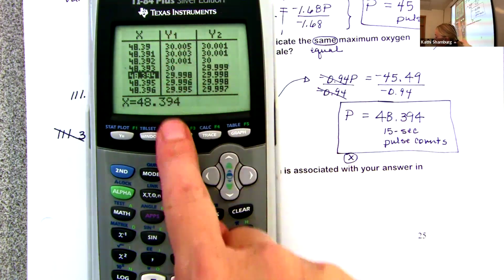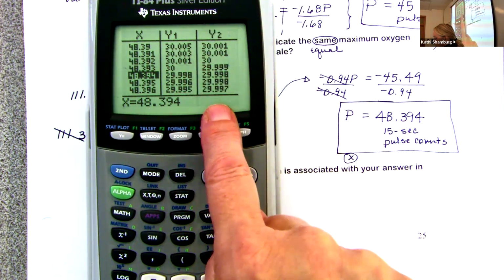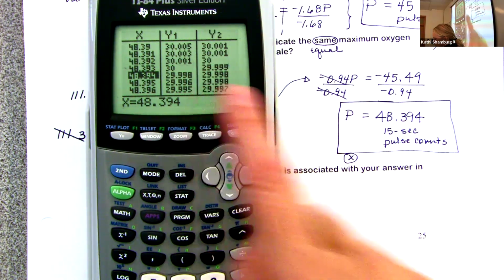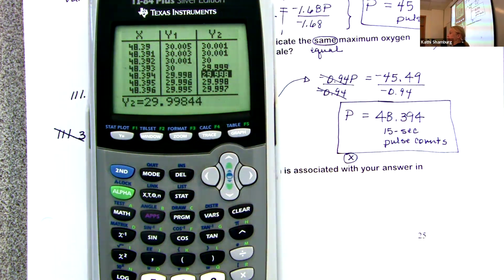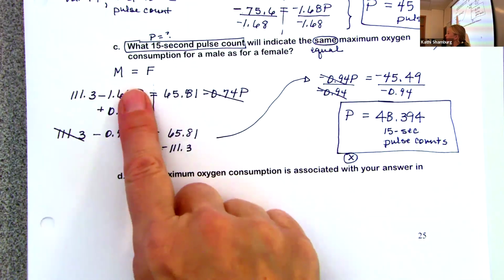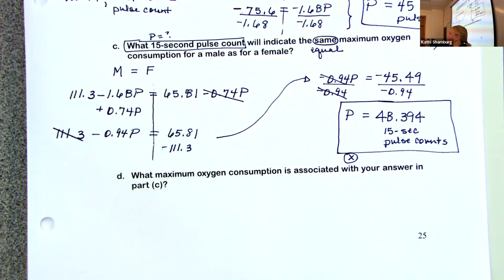Y1 is the oxygen consumption for my male. Y2 is the oxygen consumption for my female. What do you notice about those two values? They're the same. And isn't that what we're saying when we set them equal to each other? So you can see it on the table as well. This was asked on Friday, and I was thinking about this morning, let's go in there and look at that. So I went a little bit further out 3 decimal places so we can see where it's actually equal.